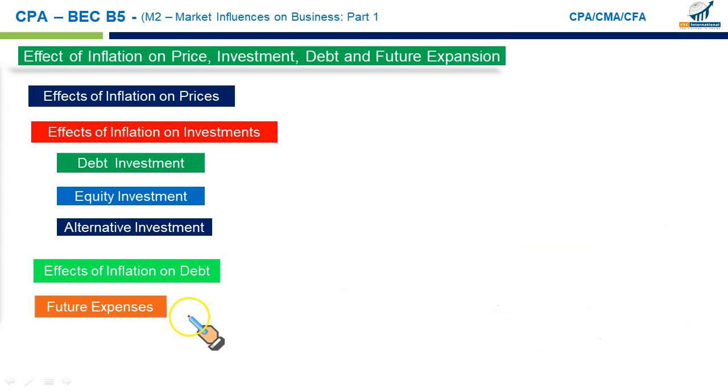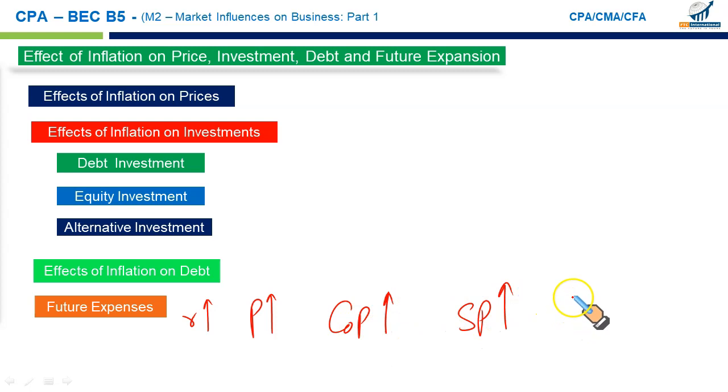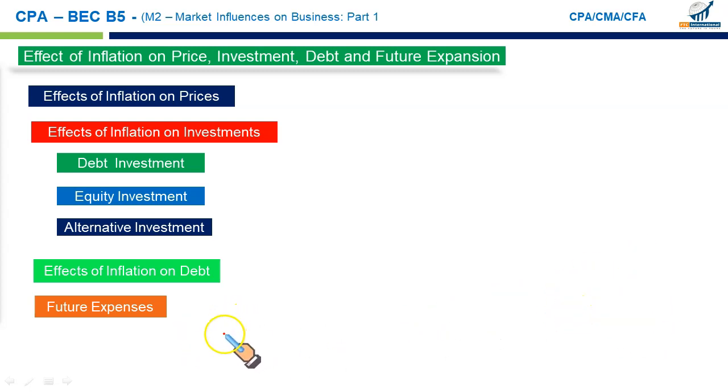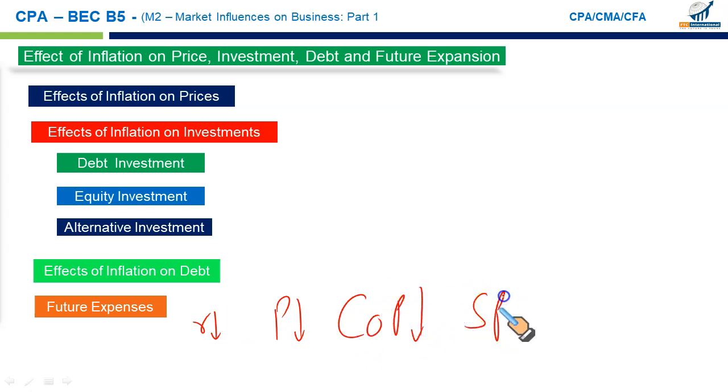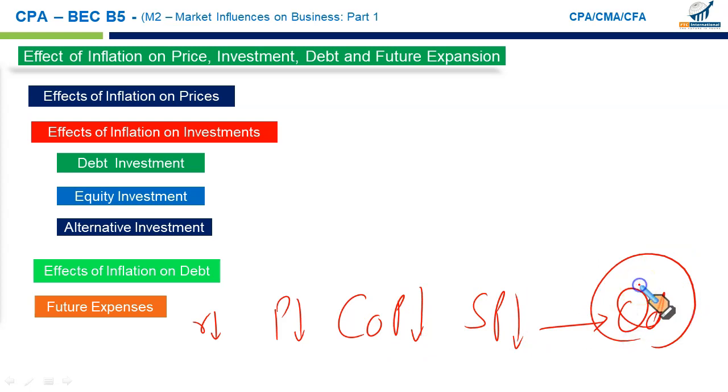Now, future expenses. If the rate of inflation is expected to be high, the prices of inputs will go up. That means your cost of production will go up, so you will have to increase your selling price in order to maintain the margin. The quantity demanded of your goods or service will fall. You will suffer. And on the other side, if the expected rate of inflation is low, or if the prices of inputs are falling, your cost of production will fall. That means lower prices would feed into higher quantity demanded and higher sales revenue.